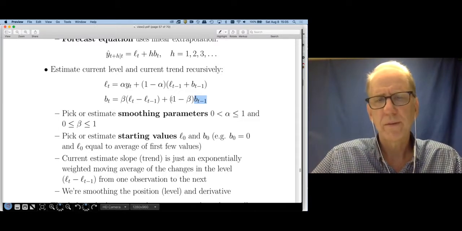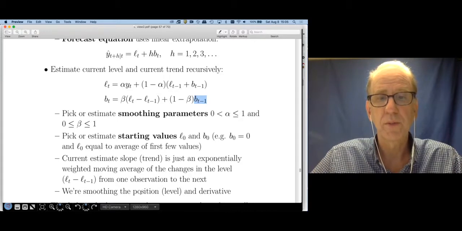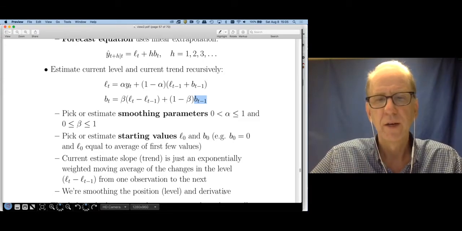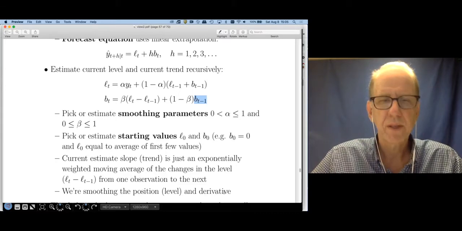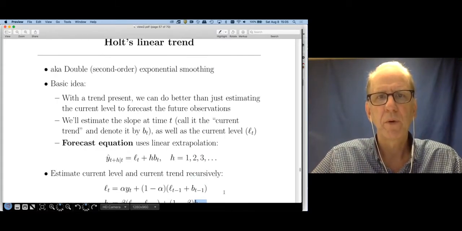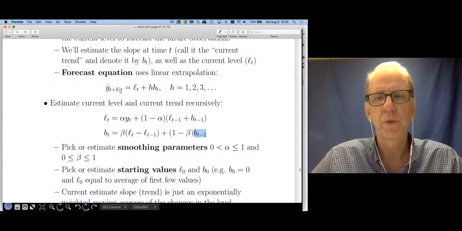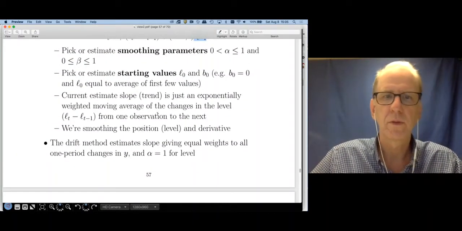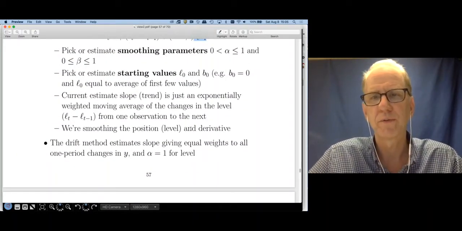Another way to think about this is we're really smoothing two things. We're smoothing the position, or the level, and the derivative. So the position and the derivative is kind of calculus language, but that's the way I think of it. And that's, by the way, why it's called second order exponential smoothing, because we're not just smoothing the level, we're also smoothing this derivative, the change function.